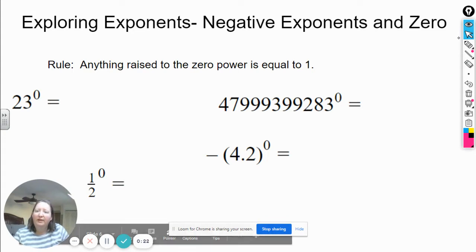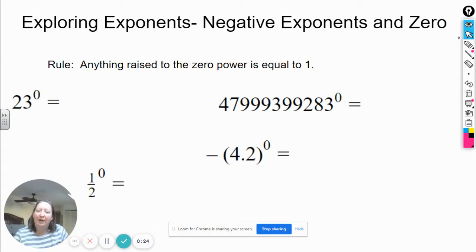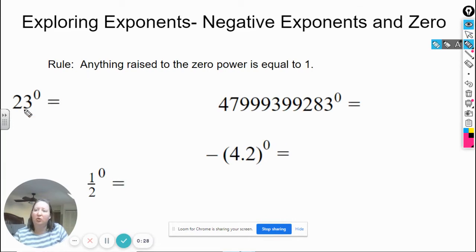First rule: if something is raised to the 0 power, it is equal to 1, no matter what it is. So you can have a small number like 23. If it's raised to the 0 power, it equals 1. You have a big long number raised to the 0 power, still equal to 1. You could have a fraction or a decimal, and that's still going to be equal to 1. This is the only weird situation. 4.2 to the 0 power, that is 1.